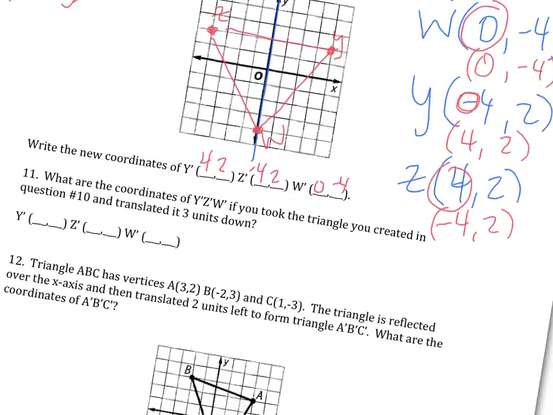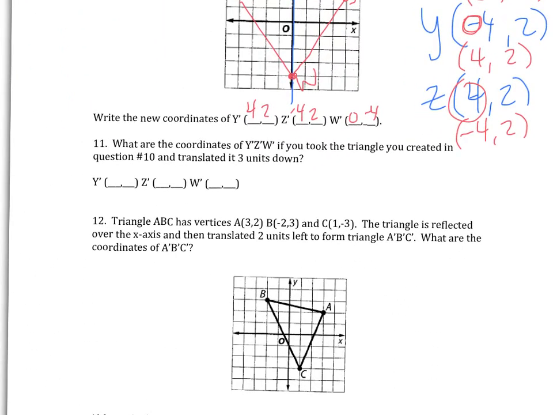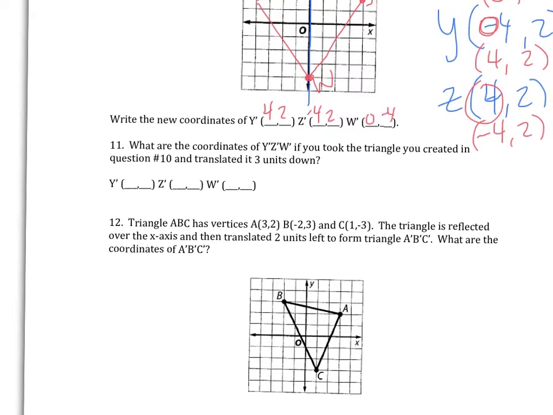Next one. What are the coordinates of this if we took the triangle we just created in number 10 and we went 3 units down? So these are my original points now. I'm going to go 3 units down, so that means my y is going to subtract 3. So my x's are going to stay the same, and then I have to subtract 3 from each y, so it would be -1, -1, and -7.